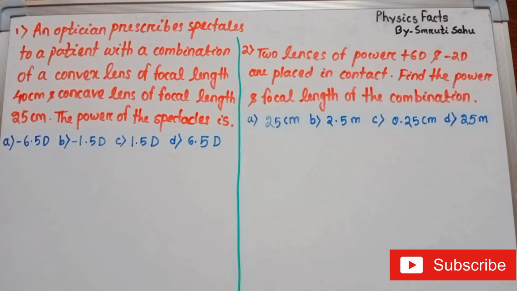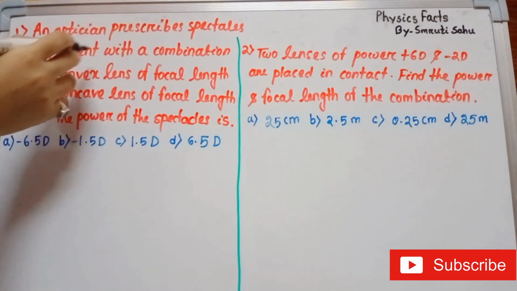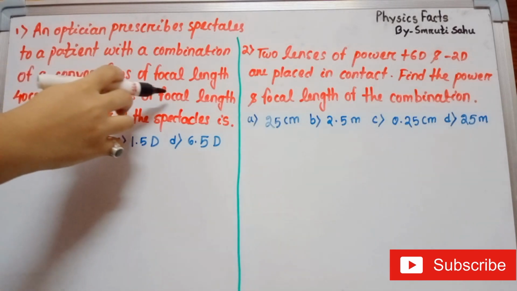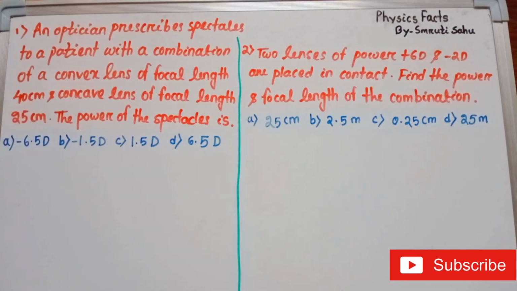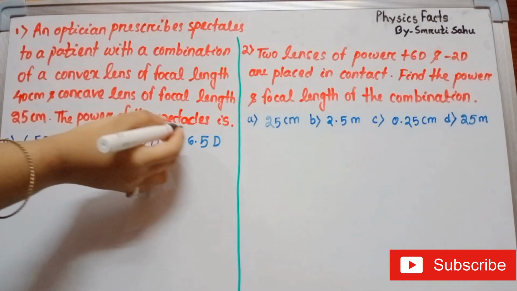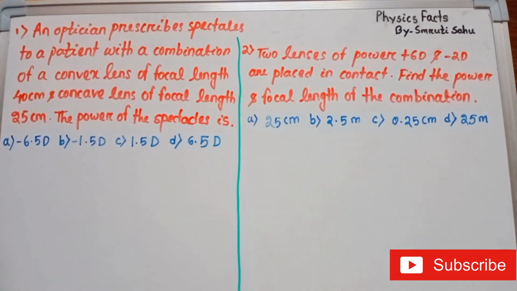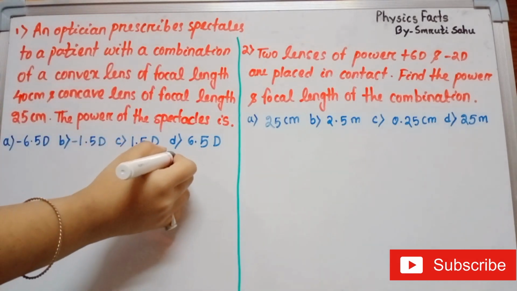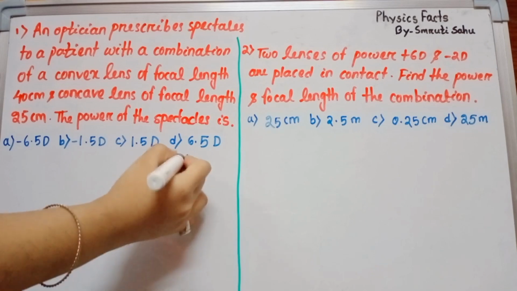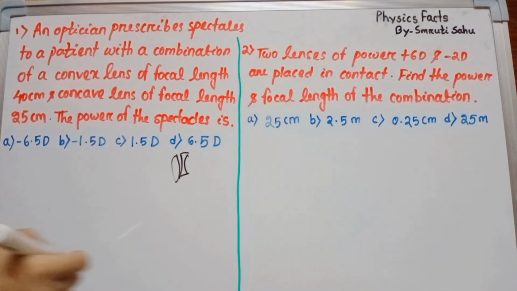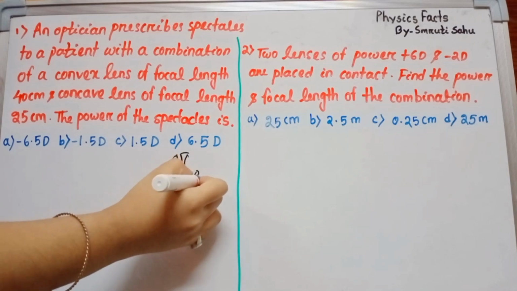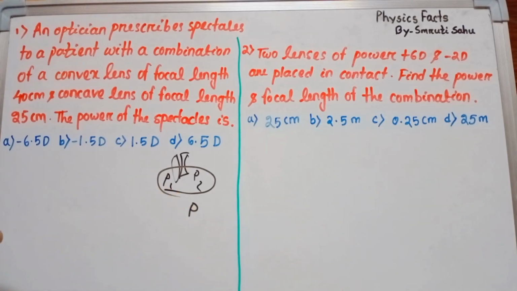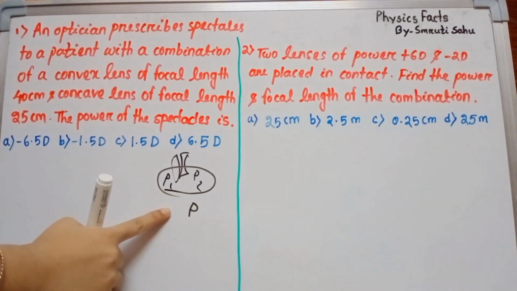An optician prescribed spectacles to a patient with a combination of convex lens of focal length 40 cm and concave lens of focal length 25 cm. What is the combination of these spectacles and what is the power of the spectacles? You individually calculate the power of each lens, P1 and P2, and combine that power. Okay, P1, P2, you can calculate the total power. Okay, this is one method.